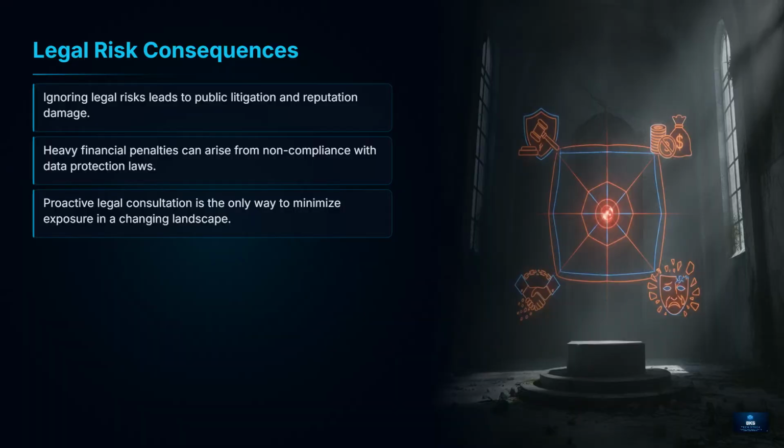Legal risks are not just theoretical, they have real consequences. A single security leak can cause massive reputation damage and lead to heavy regulatory fines. If you fail to prioritize legal resolution, you aren't just taking an engineering risk, you are taking a massive business risk that could threaten your organization's future.